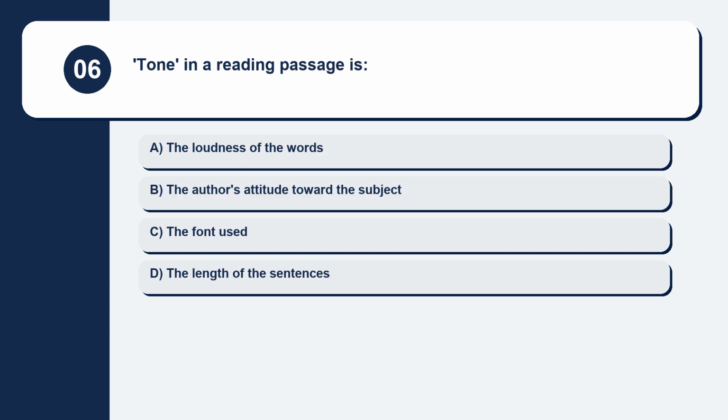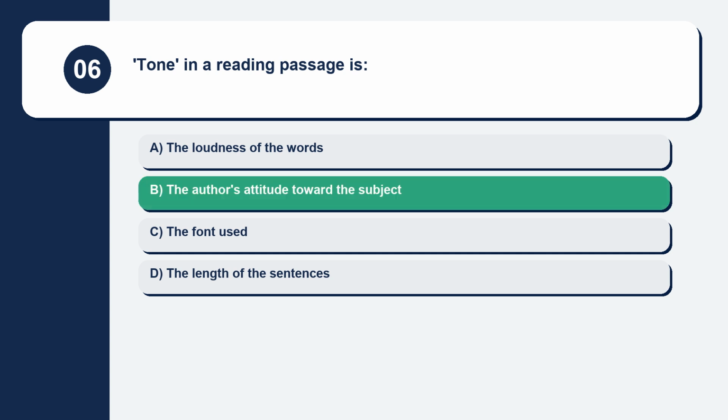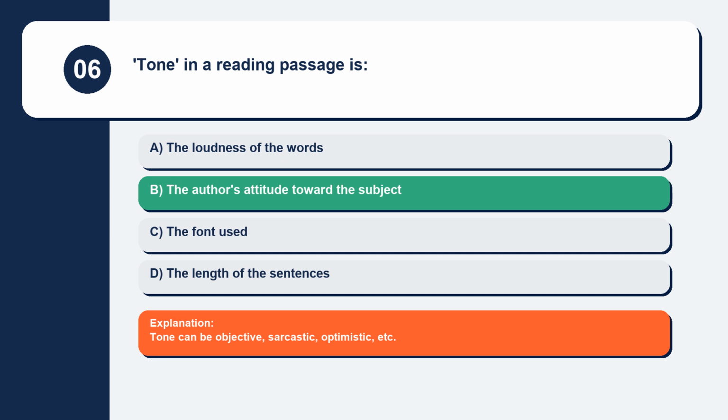Question 6. Tone in a reading passage is the loudness of the words. The author's attitude toward the subject. The font used. The length of the sentences. Tone can be objective, sarcastic, optimistic, etc.